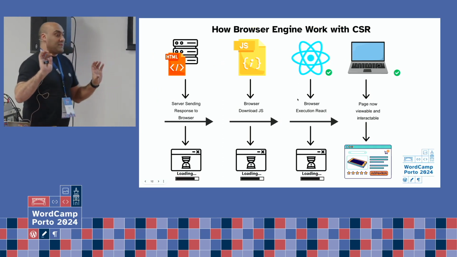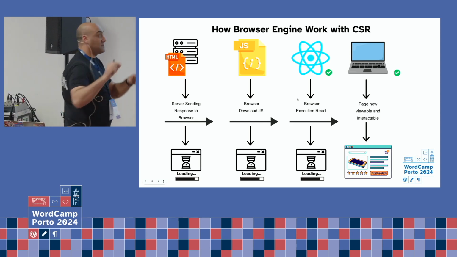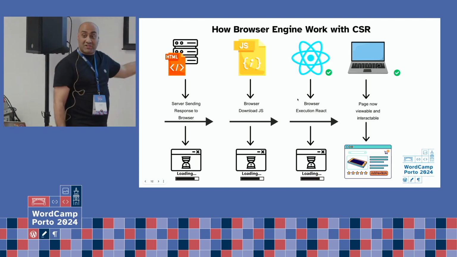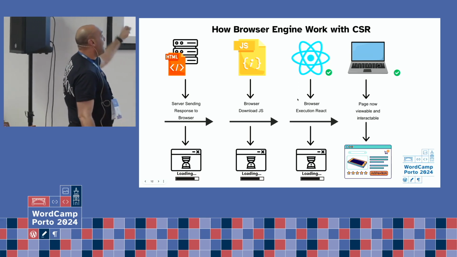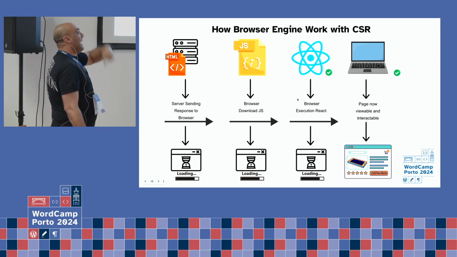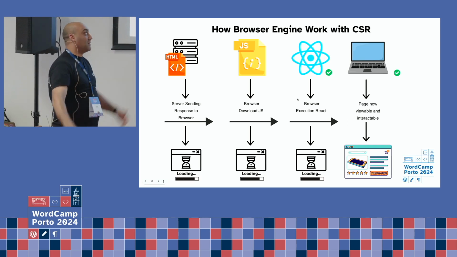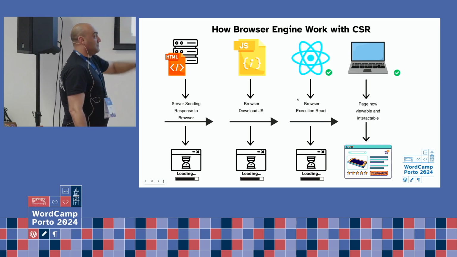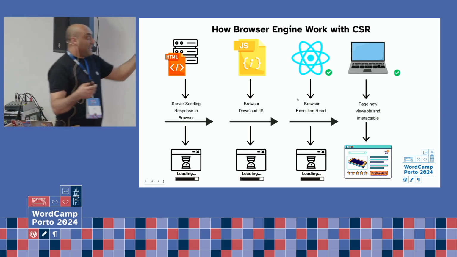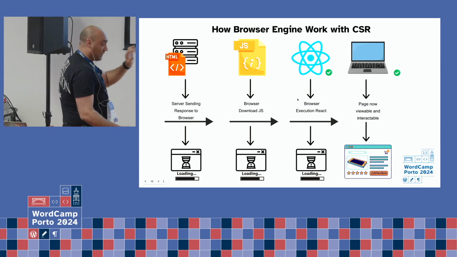So what is the browser doing, or how does the browser engine work with client-side rendering? The server sends HTML to the browser and the page is still loading, not appearing to the user. Then the browser downloads JavaScript and still the page is not appearing to the user. And finally, the modern JavaScript technology like React, Angular, or Next.js executes and still the page is not loading. Finally, the page appears after all of these steps. That happens only with client-side rendering.